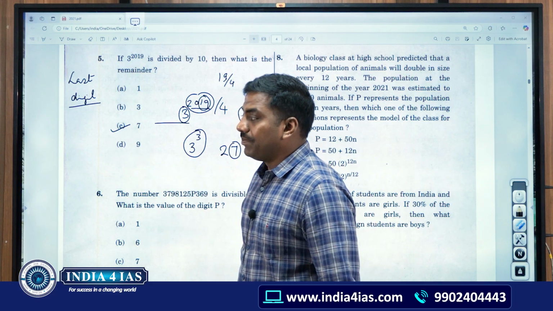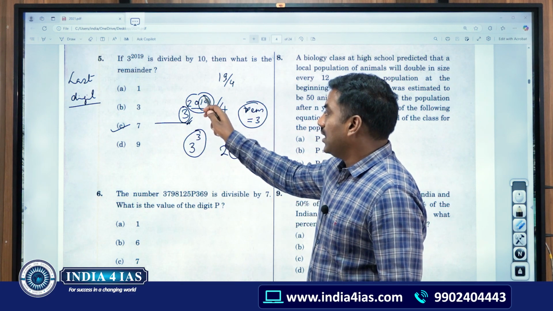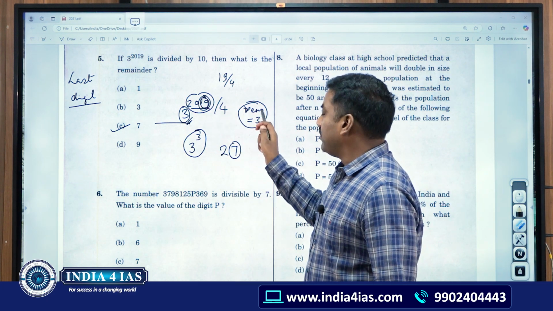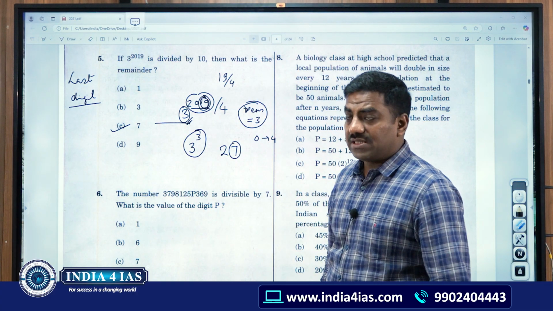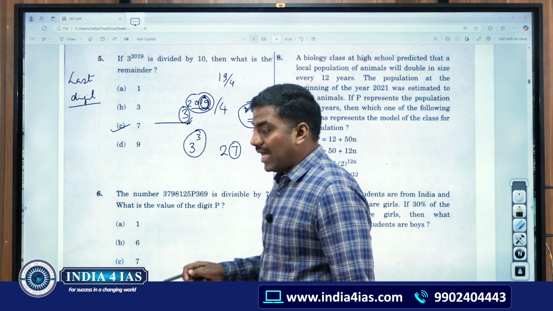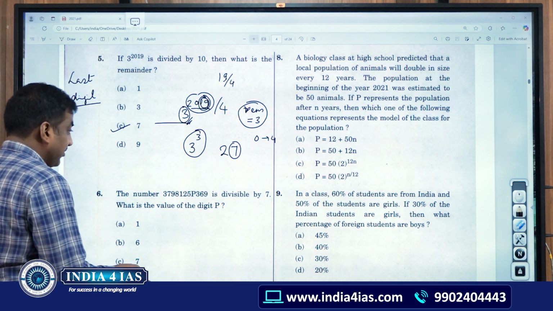This is a very simple concept. You have to take the last digit, consider the last 2 digits and divide by 4, and keep the remainder there. If the remainder is 0, then you have to keep that as 4. So that is the clue. So here the answer would be 27, so this expression would be ending with the digit 7.